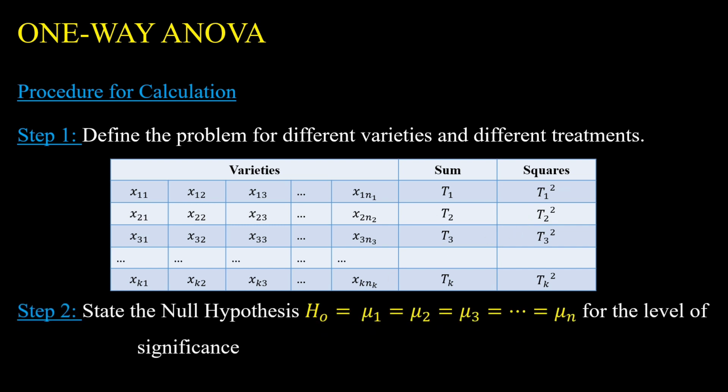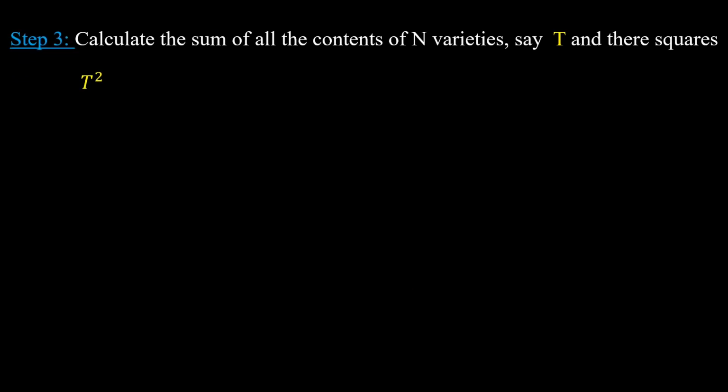Next step, define the null hypothesis. So what is the null hypothesis? H0: mu1 equal to mu2 equal to mu3, and so on, equal to mu n. It means we assume that our variances are equal, for a given level of significance. Step 3: calculate the sum of all the contents of the n varieties, say T, and their squares, T square, as I said in the table. So you have to calculate T and T square.